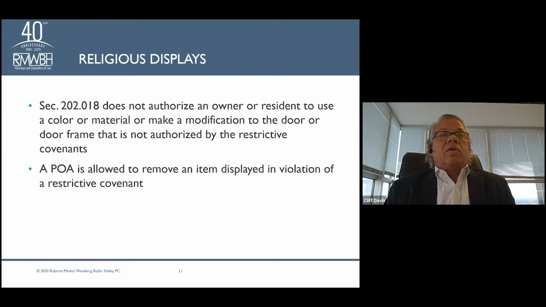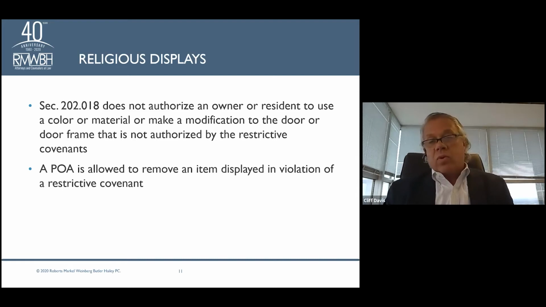And again, here, the law allows you to remove an item displayed in violation of a restrictive covenant. So again, it's one of those things where I'd probably counsel you that before you go on a property and remove a religious symbol or even a sign that violates the restrictions, you first write a letter and let the people know that what you're doing violates the restrictions. We've got the authority to remove it. We would prefer that you remove it before we have to exercise our authority to do that.